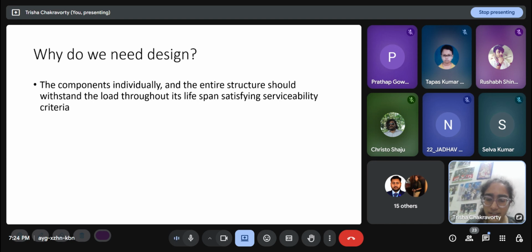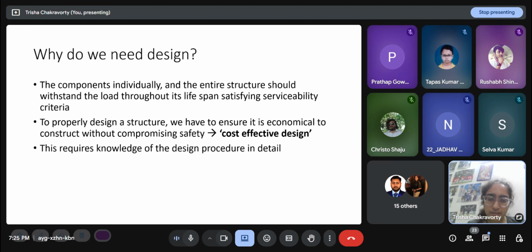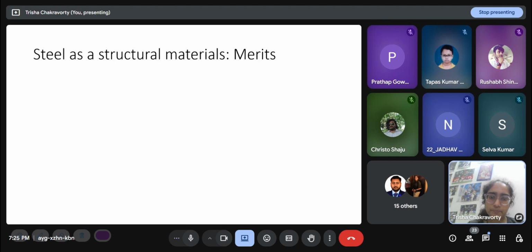So the serviceability criteria, though less important than the collapse criteria, is also a design criteria here. To properly design a structure, we have to ensure it is economical to construct without compromising safety. That is called a cost effective design. And this requires knowledge of the design procedure in detail. So we have to know all the avenues that are available to us to find the best way out, where it is as economical as I can make it, while maintaining a certain level of safety.